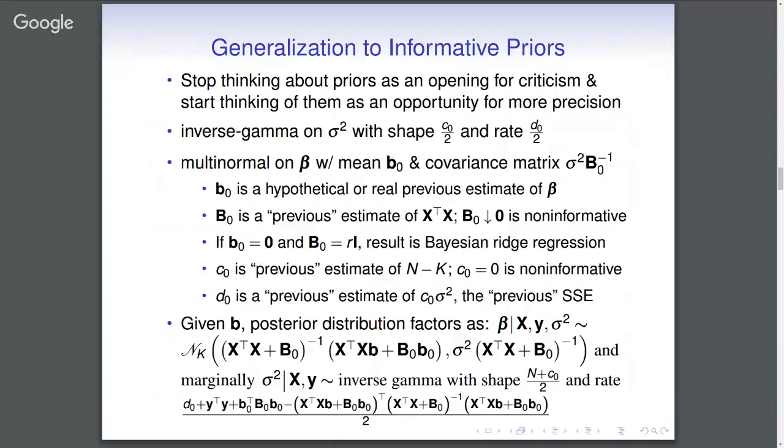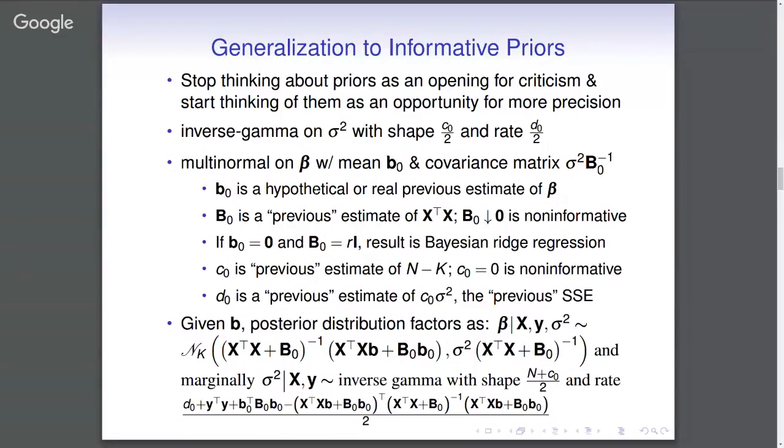But right, I mean, these are not hyperparameters. We're not estimating B0. We're specifying a value of it. Ideally, specifying it to be whatever it was the last time we did this study, because then it would be less controversial. Okay?